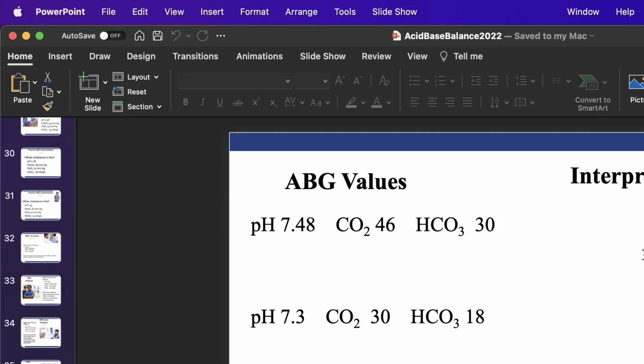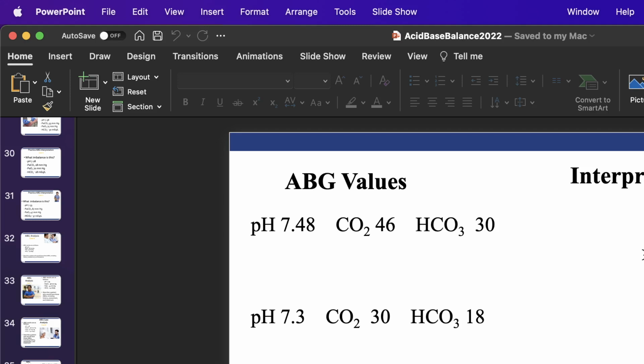Partial compensation, good, because that CO2 is moving in the opposite direction. Very good. Would you come up with the second one? Metabolic alkalosis, partial compensation. Excellent. Metabolic acidosis, partial compensation, and we know it's partial because our remaining value is moving in the opposite direction.